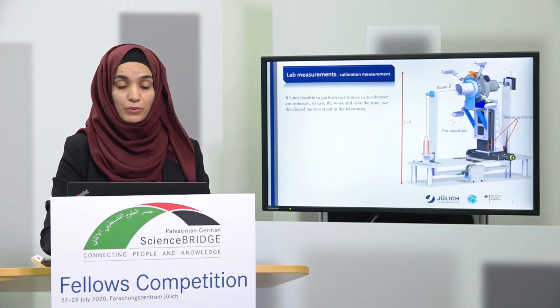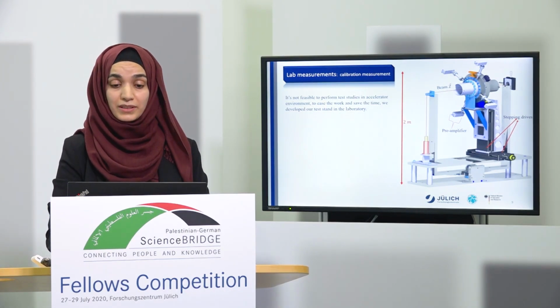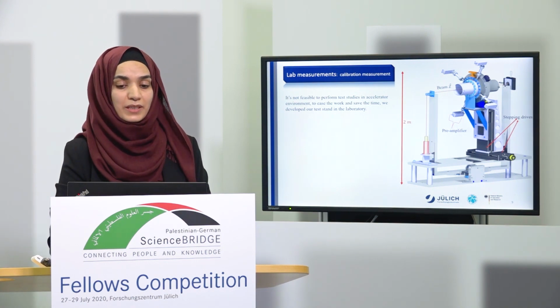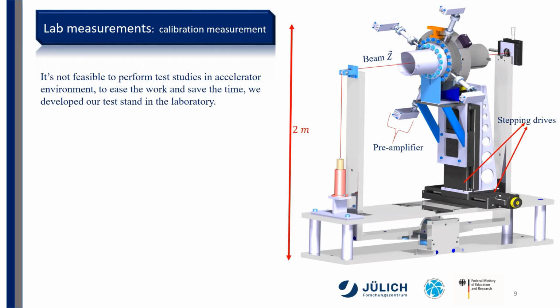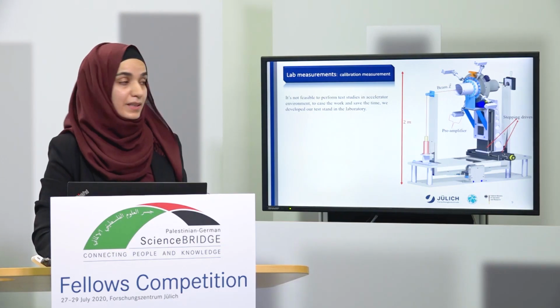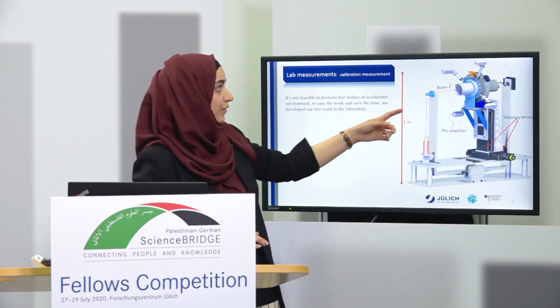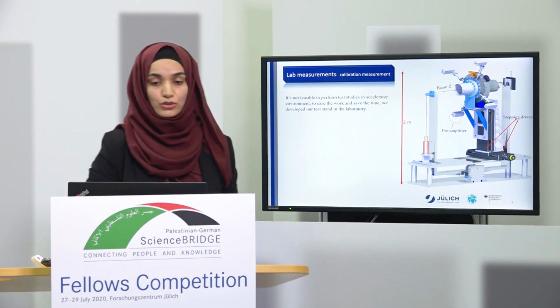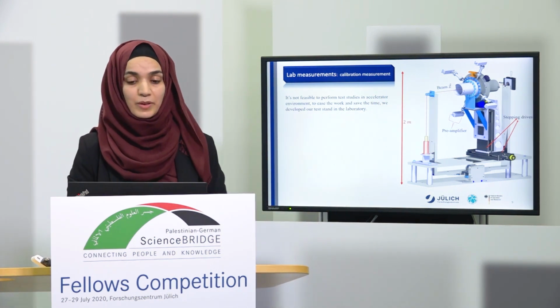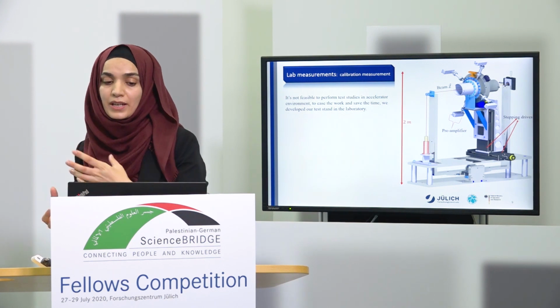And for this reason, we have created our own laboratory test stand. So here in this schematic, you can see the test stand that we have in our own laboratory. This is the final picture of the device. This is how it should look, the Rogowski beam position monitor. And remember again, we are trying to mimic the accelerator environment in our own laboratory environment. So we need to have a beam source.